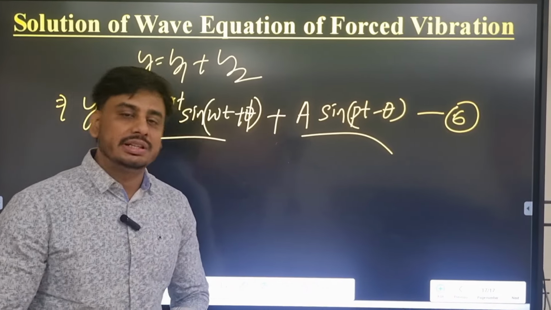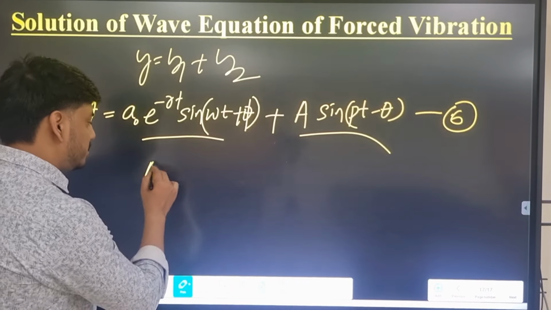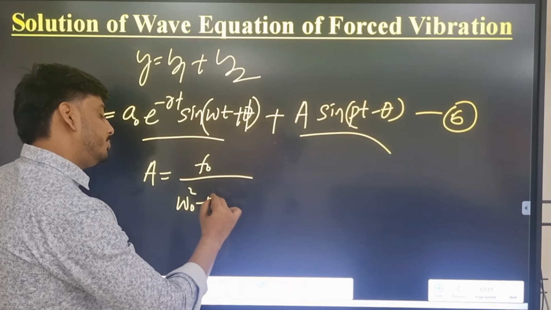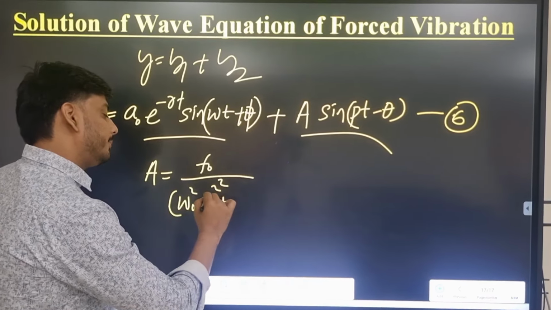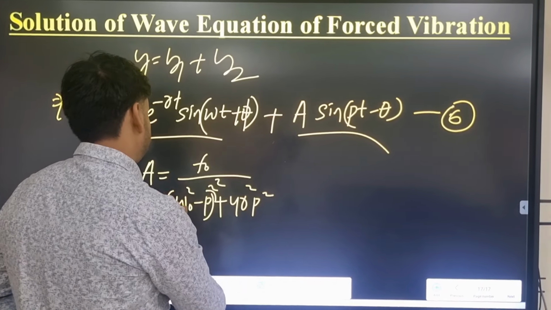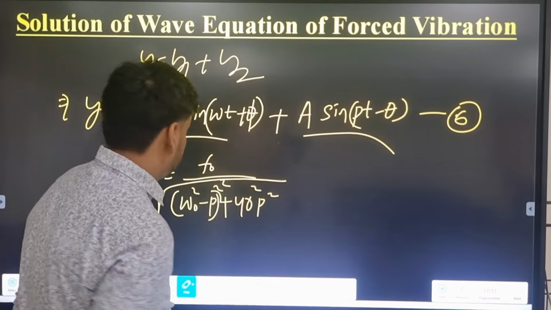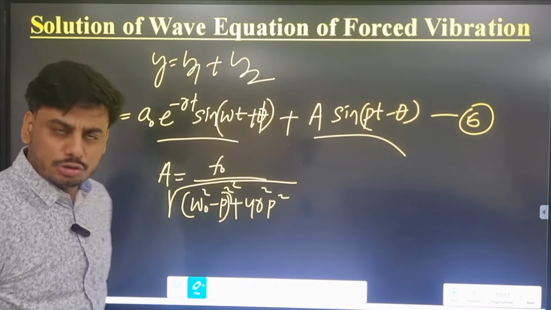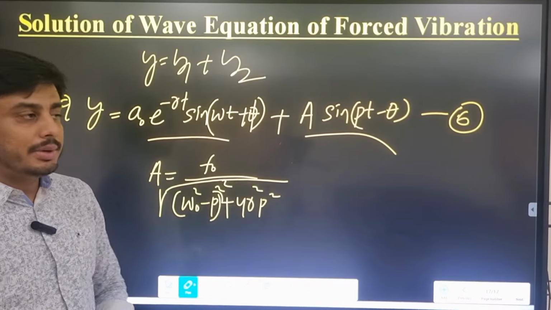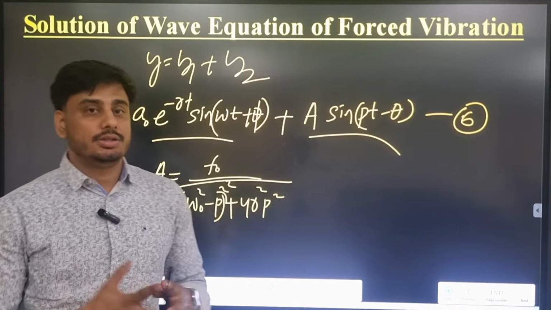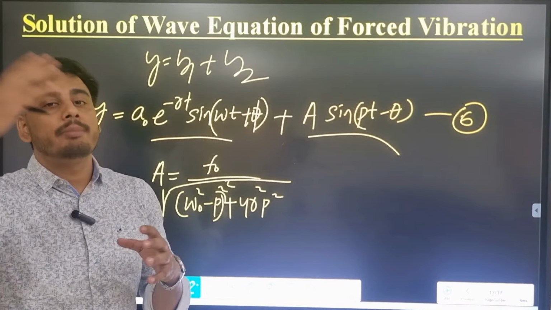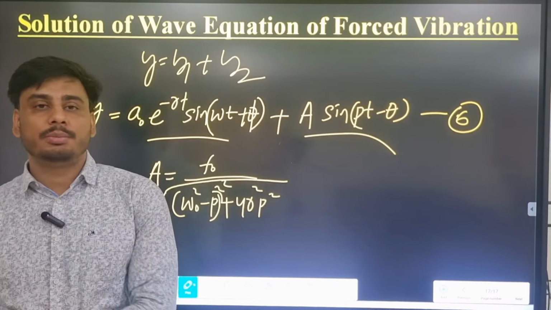So this is the most general solution, and we get the expression for a as f naught divided by the square root of omega naught square minus p square whole square plus 4r square p square, where the amplitude is this much, and theta we already have as tan inverse. So this is the solution of forced vibration. There are different cases of forced vibration also. One of them is resonance, where the amplitude value will be maximum in that condition.